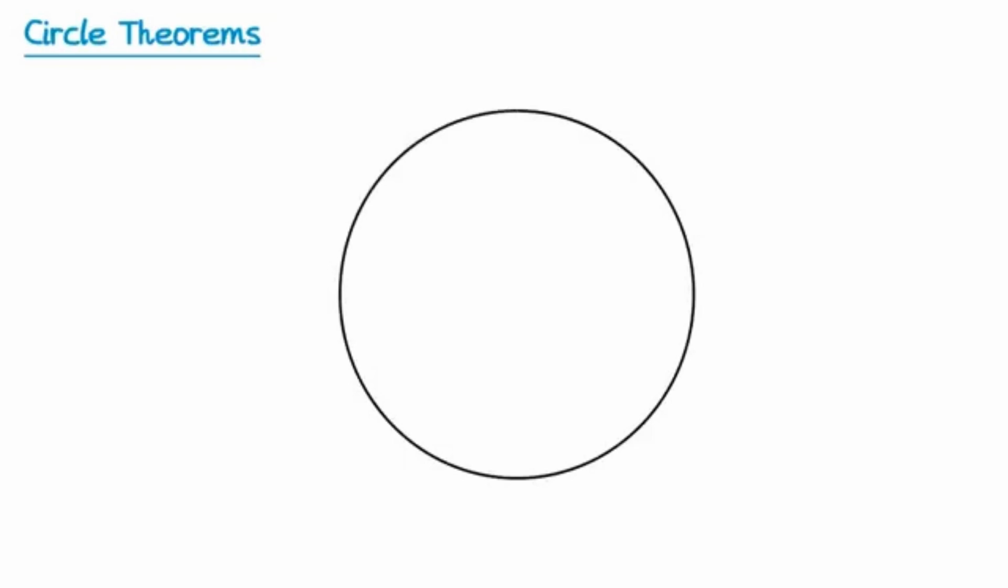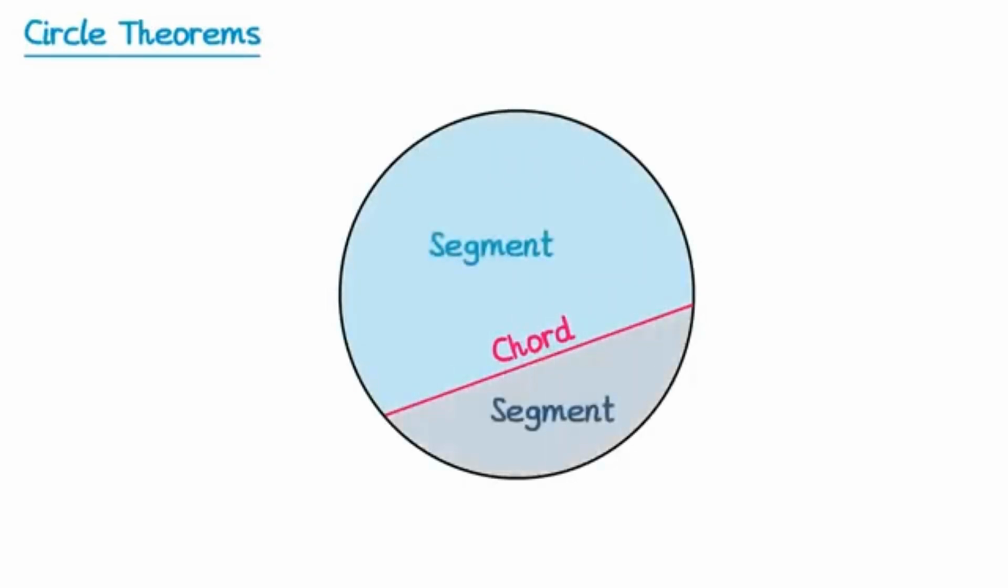Before we do our first theorem, we're going to need to know the names of some key points of a circle. So if we draw a circle, and then draw a straight line that goes from one side of the circle to the other, this line is known as a chord. A chord will always split a circle into two segments. Here we have a segment at the top, and also a segment here at the bottom.